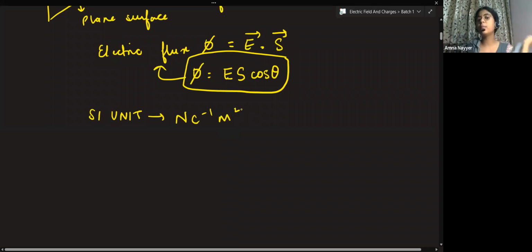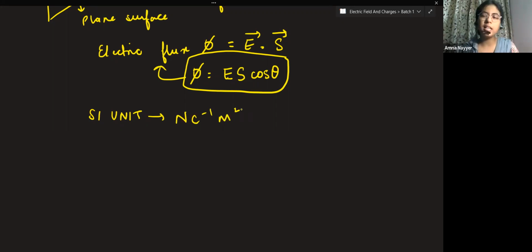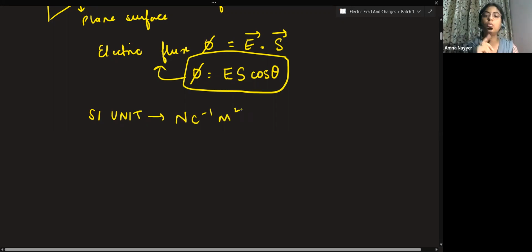Now see, if you remember, I have told you once that the SI unit of electric field is not only Newton per coulomb. In the next chapter, we'll be discussing that the electric field's SI unit is also volt per meter, volt divided by meter, when we'll be studying voltage. So another unit becomes volt meter. This is also the SI unit of electric flux. So majorly you can use any of the SI units that are available.